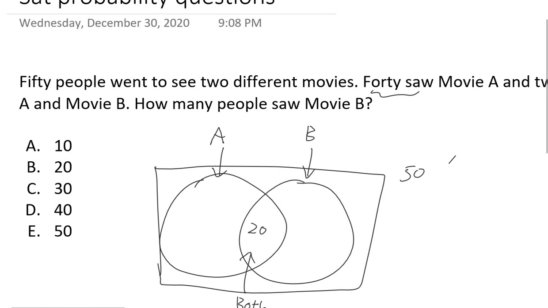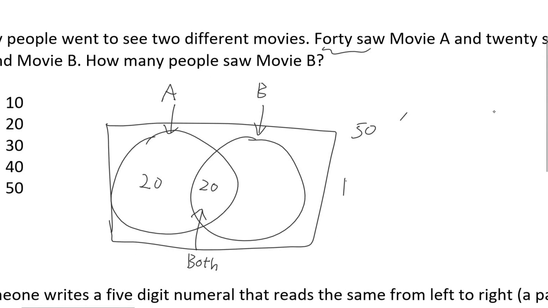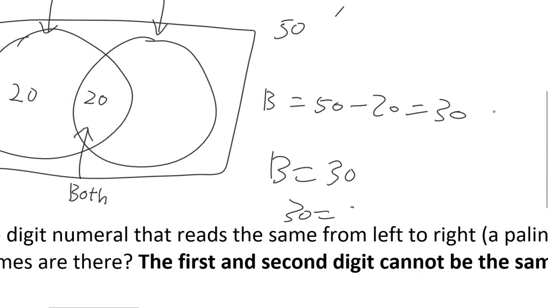So 40 minus 20 gives us 20. So 20 people only saw movie A. And now we find out how many people saw movie B. Now we simply do, number of people who saw B equals our total, which is 50, minus number of people who only saw movie A, 20, equals 30, right? So B equals 30. Very simple. So this 30 is the number of people who saw movie B, right?